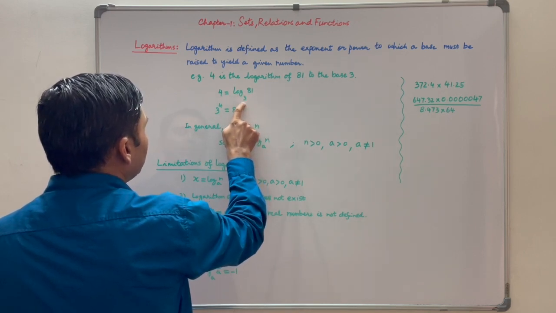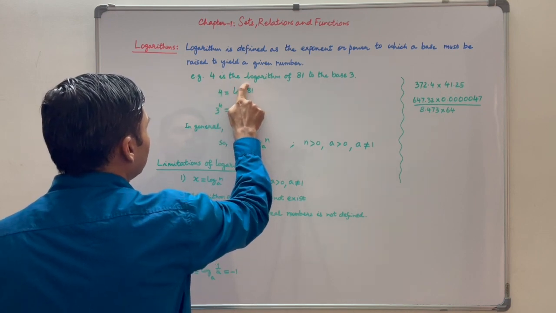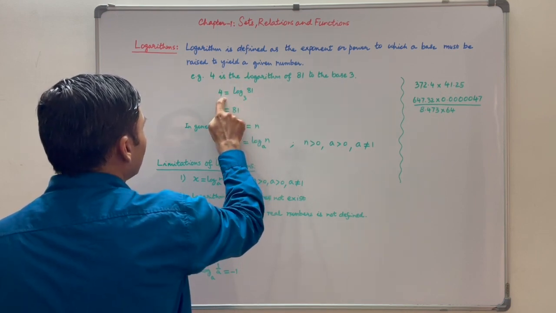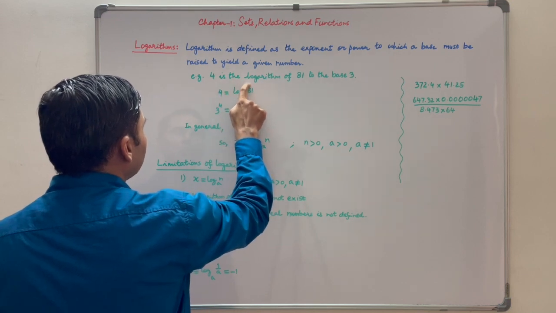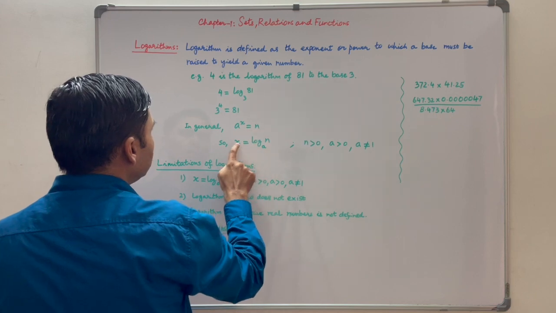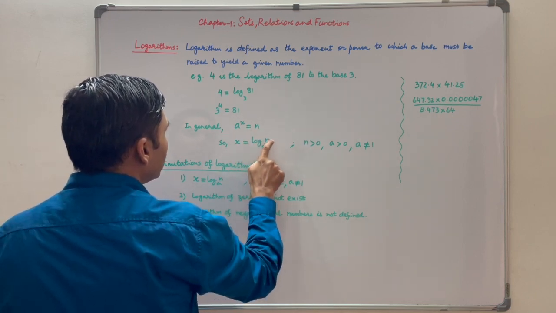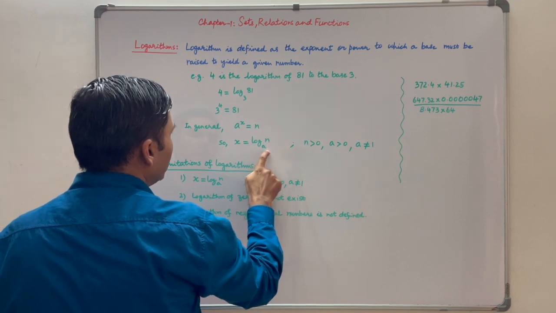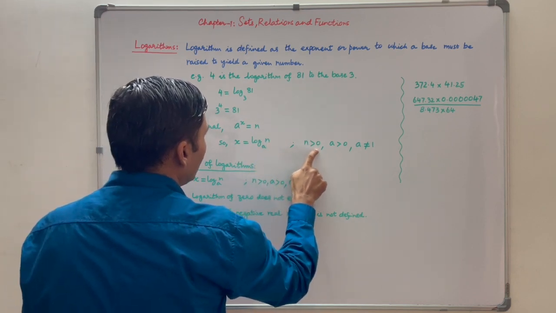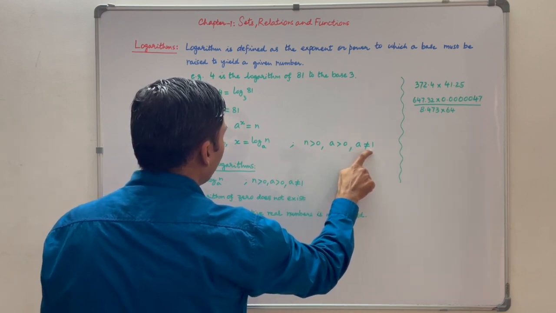In exponent form, we write it as 3 to the power 4 is equal to 81, or base to the power logarithm is equal to number. In general, a to the power x is equal to n means x is equal to log n to the base a. The conditions on n and a should be: n should be greater than 0, a should be greater than 0, but a should not be equal to 1.